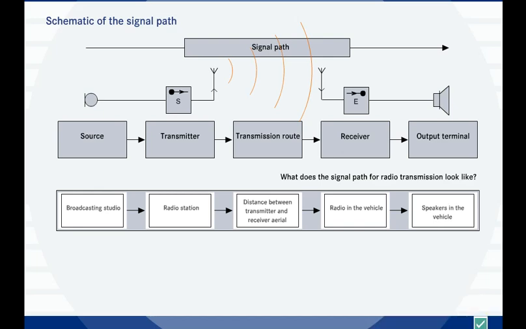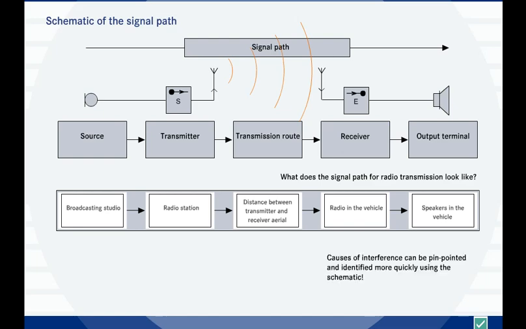You have described the path of the radio signal correctly. The source of the radio signal is the broadcasting studio. The acoustic signal registered there is sent out by the radio station's transmitter. The space between the transmitter aerial and the receiver aerial of the vehicle is called the transmission route. The radio set inside the vehicle is the signal receiver, and the speakers serve as the output terminal. That is, they reproduce the electric signal in an audible form.